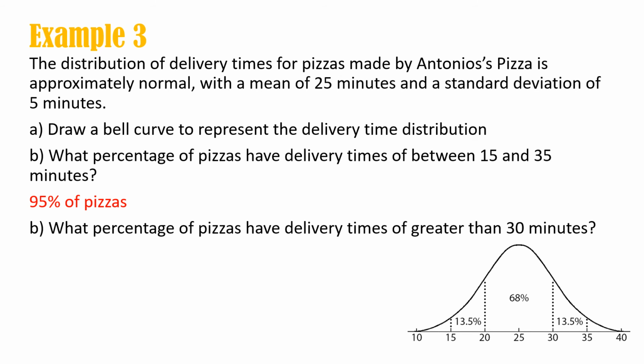So remembering that our distribution is nicely symmetrical, if I was to draw a line between 25 and 30, everything to the left of 25 is going to be 50%. Between 25 and 30, I've got half of that 68, so that's going to be 34. So everything to the left half is 50 plus another 34 is everything up to that 30-minute area. So if I go 50 plus 34, well, that's going to give me 84. That's everything less than 30 minutes.